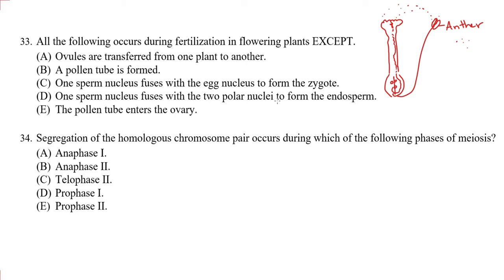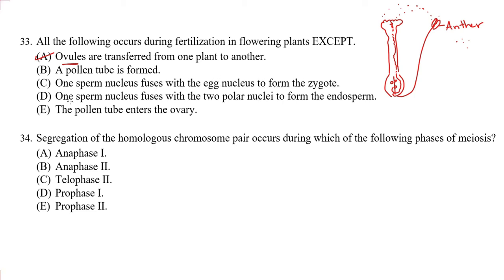Ovules are transferred from one plant to another. It's not accepted because ovules are usually stagnant or stable, so they are not movable or mobile. A pollen tube is formed? No, it's formed. One sperm nucleus fuses with an egg nucleus to form zygote?